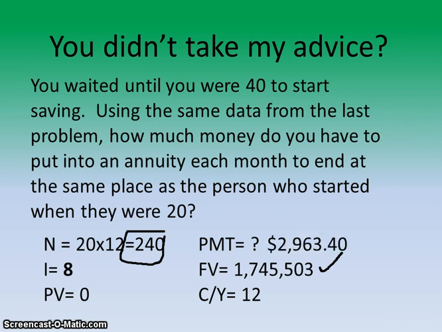You should have gotten $2,963.40. As you can see, by putting off investing, it's going to take that much more money to catch up to the person who started at a young age.